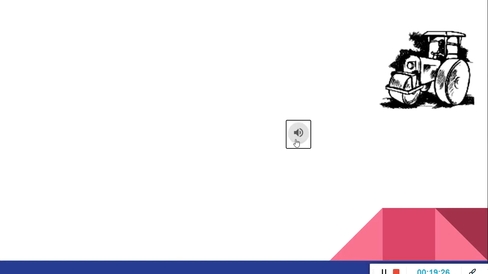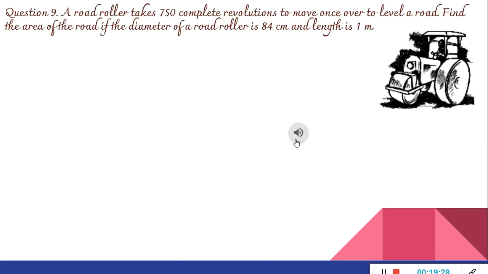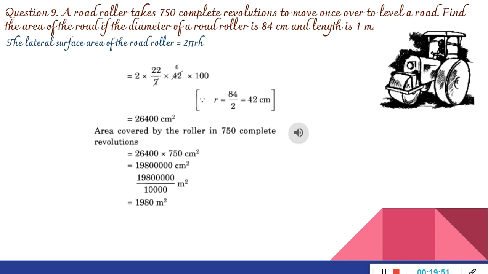Now question number 9. A road roller takes 750 complete revolutions to move once over to level a road. Find the area of the road if the diameter of the road roller is 84 centimeter and length is 1 meter. The lateral surface area of the road roller is equal to 2 pi rh. So that is equal to 2 into 22 upon 7 into 42. 42 means radius, diameter upon 2, that is 84 upon 2 is equal to 42 centimeter. And length that is given 1 meter, so it will be 100 centimeter. So we will get 26,400 centimeter square.